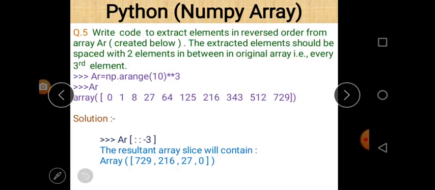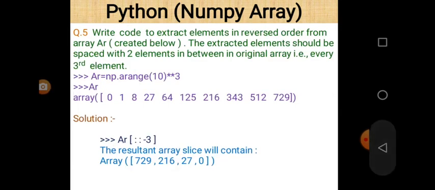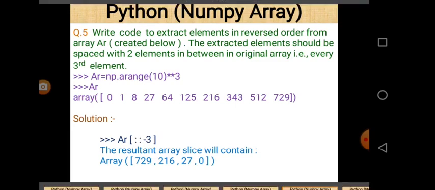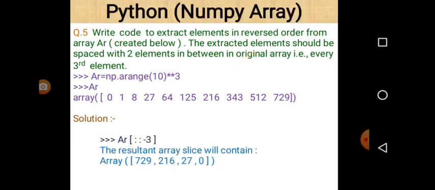Question number 4: write code to extract elements in reverse order from the array AR created below, and the extracted elements should be spaced with 2 elements in between in the original array, that is every third element. So the array is already given. This is the array.